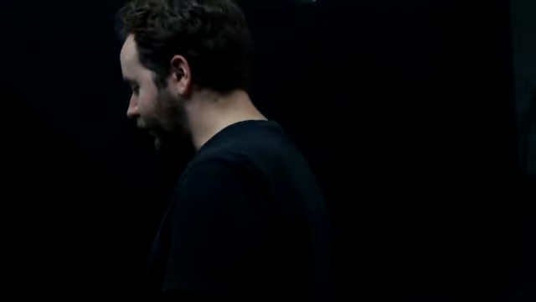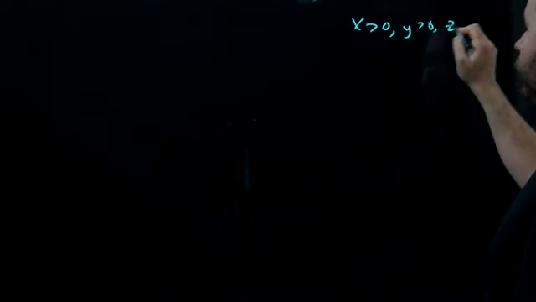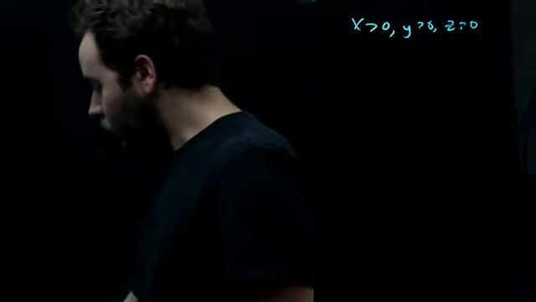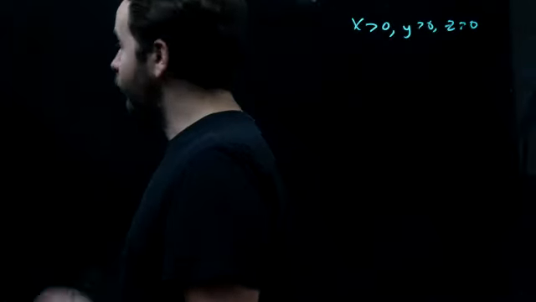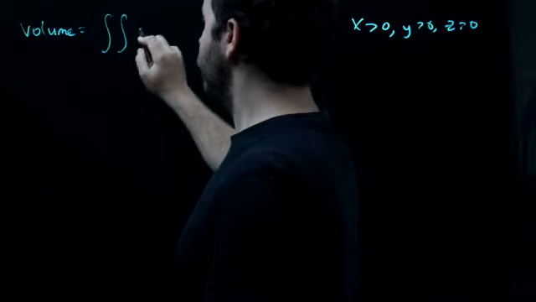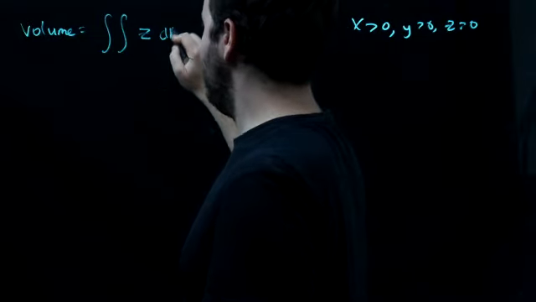Number 2, find the volume of a solid in the first octant bounded by the cylinders x squared plus y squared equals 4, y squared plus z squared equals 4, and it says the first octant. First octant just means x is greater than 0, y is greater than 0, z is greater than 0. So our lower bounds for x, y, and z are probably going to be 0 when we do this double integral. Also, when they want you to find volume, volume is equal to the double integral of z dA.